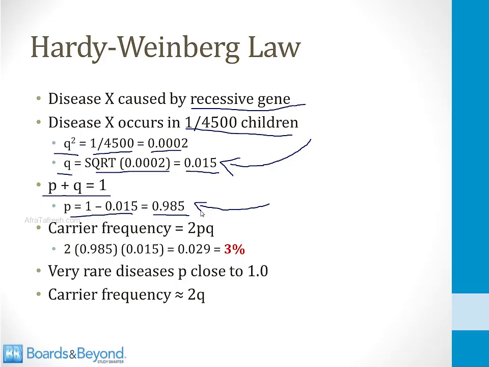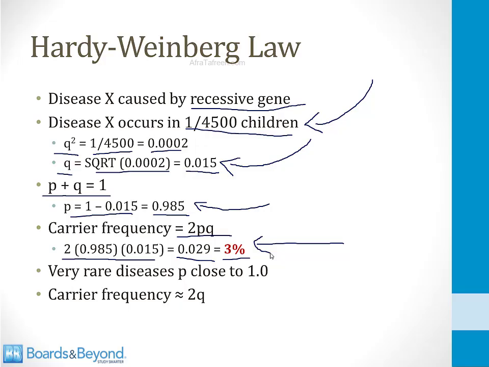We can now go ahead and use the Hardy-Weinberg law to calculate the carrier frequency. That's equal to 2 times P times Q. So that will be 2 times 0.985 times 0.015, which works out to 0.029, or roughly 3%. So what we've done here is used an observation about the frequency of sick children and used it to calculate the percentage of people in the population who are carriers, and we've done all this through the Hardy-Weinberg law.